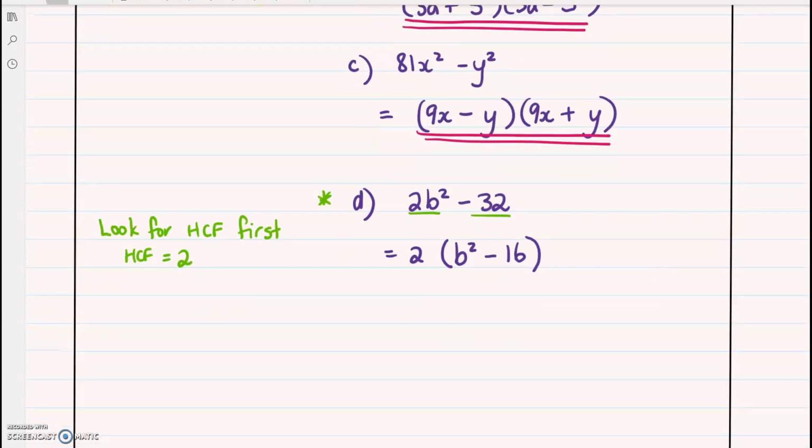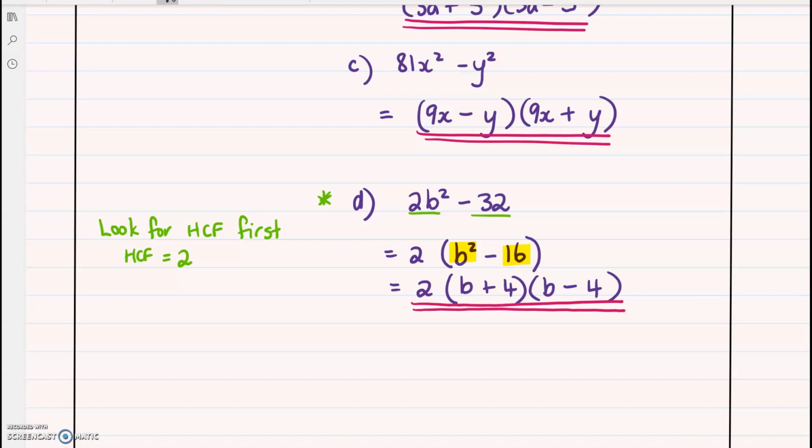Now in that bracket is the difference between two squares. I've got a perfect square minus another perfect square. So just leave this 2 out the front. Forget about him now. He stays there. To factorise the other, it's going to go into two brackets. One's plus, one's minus, and put the square roots in there. So it'll be b plus 4 and b minus 4 to give you b squared minus 16. Sometimes you just have to do an extra step so it looks like what you need it to look like.